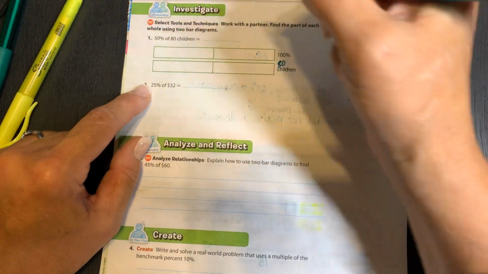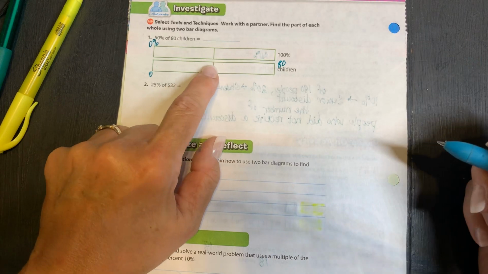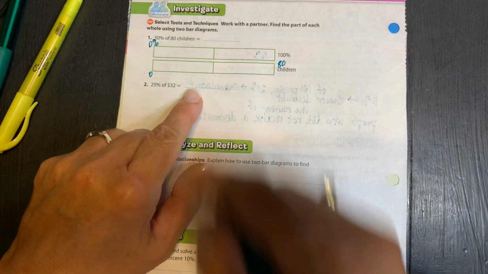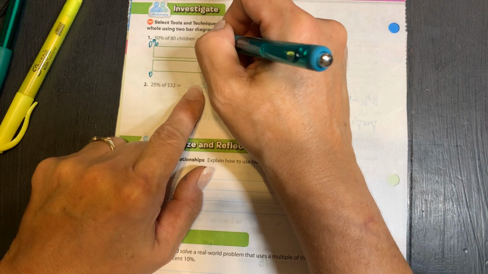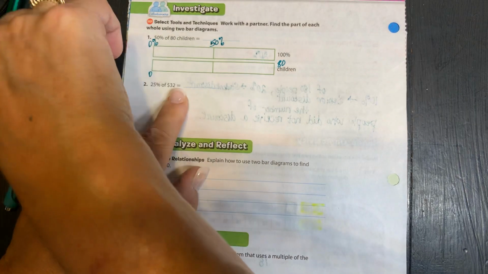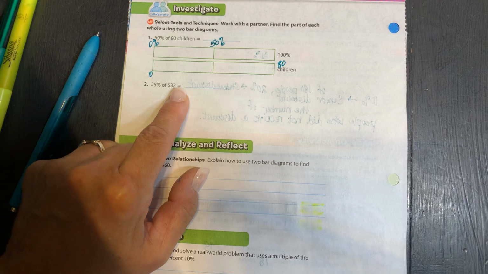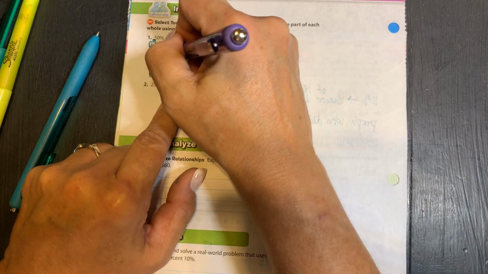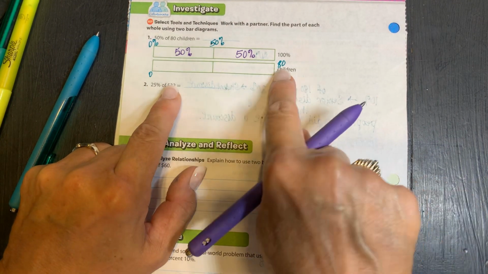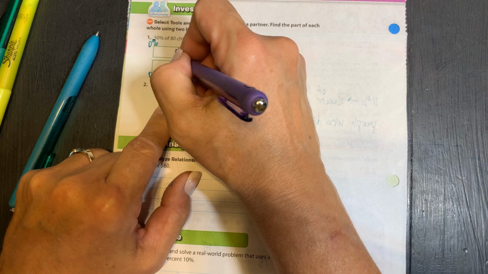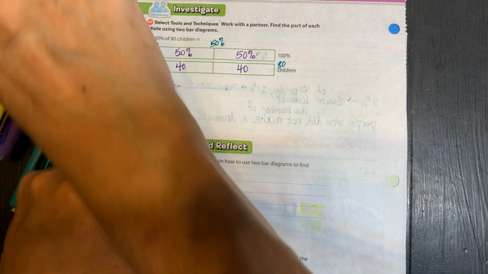And if we want, so this would be 0. This would be 0%. And if we want this halfway point, isn't that your 50% mark? So doesn't that show you that this is 50% and this is 50%? It's half and half. Well, if you have 80, wouldn't this be 40 and this be 40?